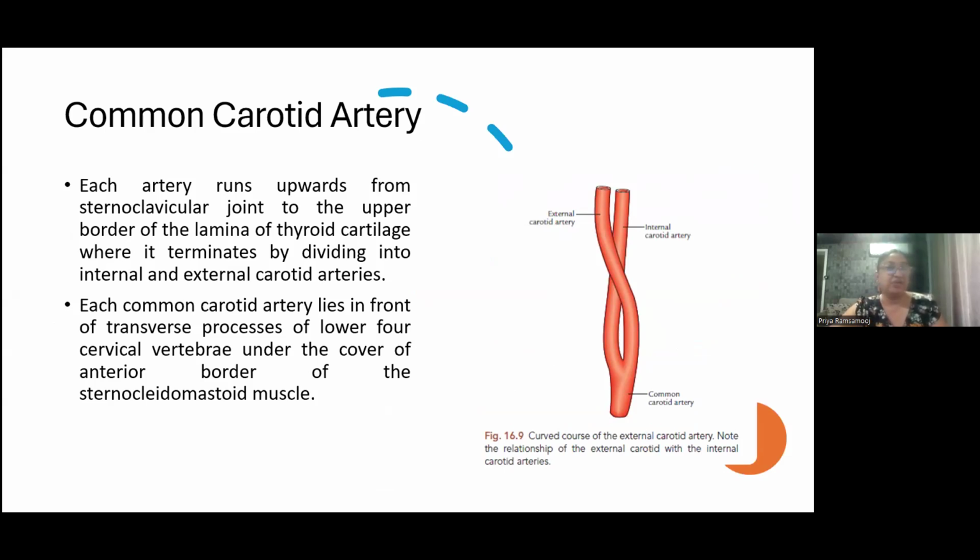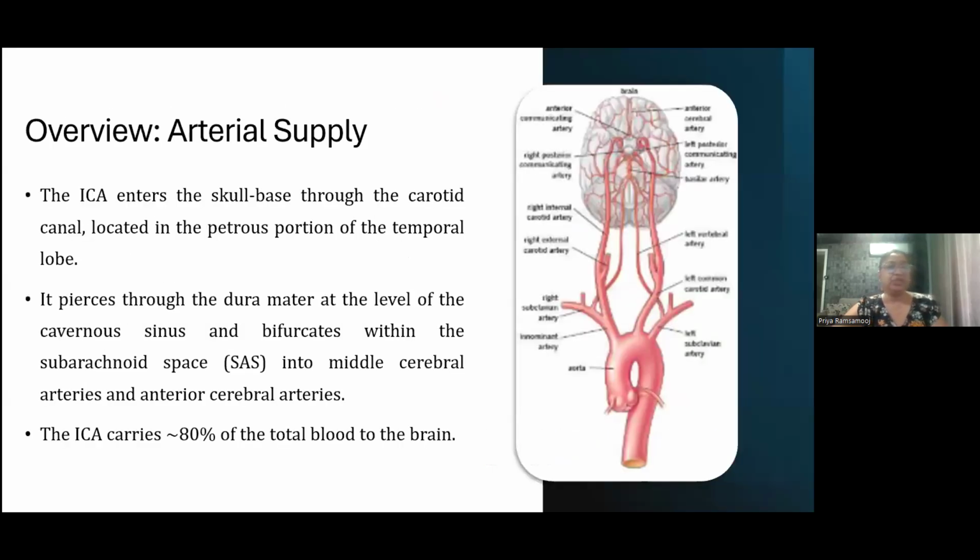And usually the lamina of the thyroid cartilage lies about between the third and the fourth cervical vertebrae. And then each common carotid artery lies in front of the transverse processes of the lower four cervical vertebrae under the cover of the anterior border of the sternocleidomastoid muscle. So following this, let's just remember that the external carotid artery supplies, as the name suggests, structures external to the head and the greater part of the neck. And the internal carotid artery supplies structures within the cranial cavity and the orbit. Now, as we've already said, the brain parenchyma is supplied by two internal carotid arteries and two vertebral arteries.